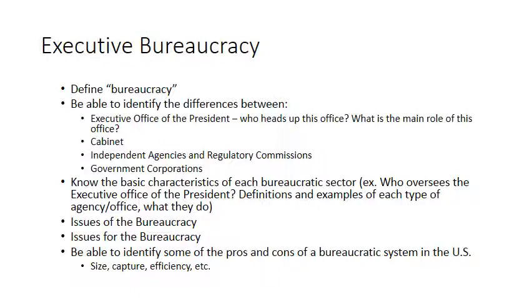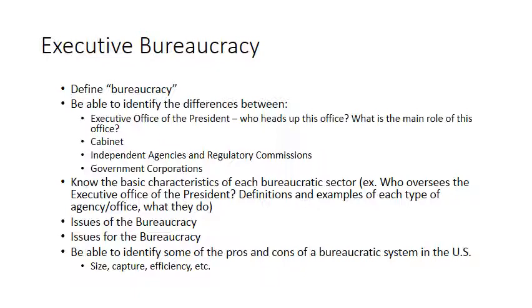Issues of the bureaucracy and for the bureaucracy. That was the last two slides in this lecture, and it talks about some of the pros and cons of the bureaucratic system. In other words, what are the things that people criticize the bureaucratic system for? Of course, it's criticized for being very, very large, for having a lot of red tape, very difficult to navigate. It's been criticized for the agency capture issue, which is what happens when an independent agency or regulatory commission gets very close to, for instance, an interest group who they may work very closely with.